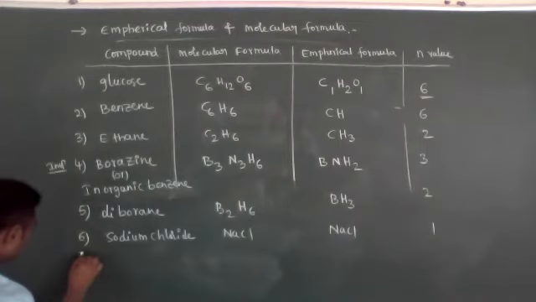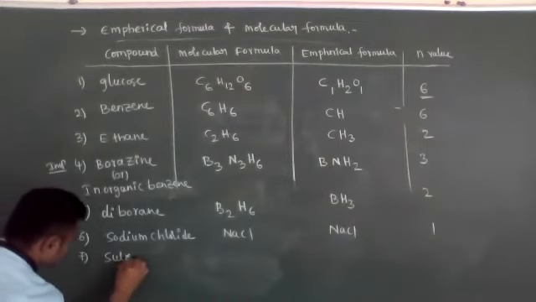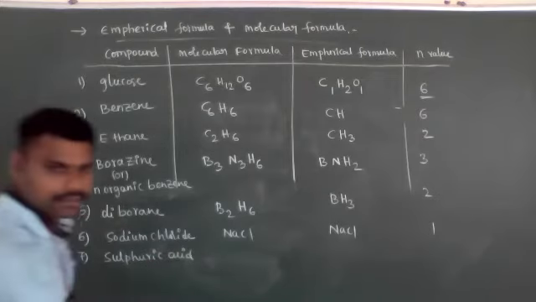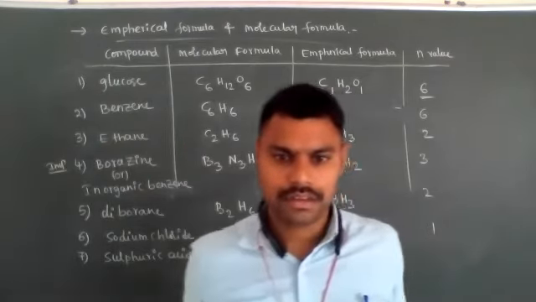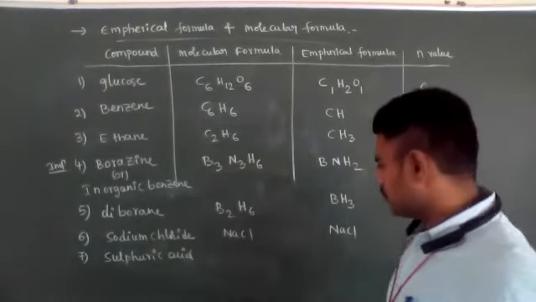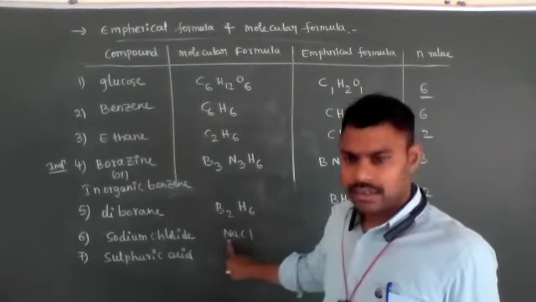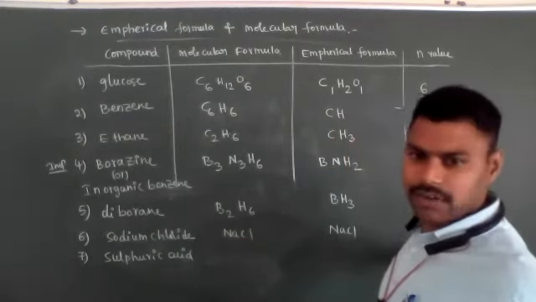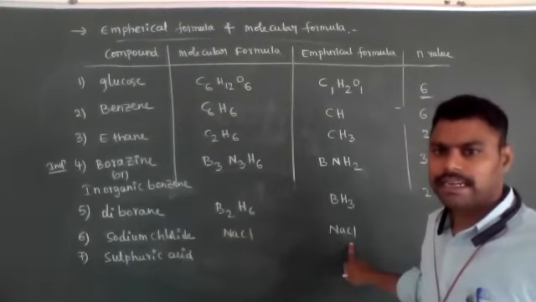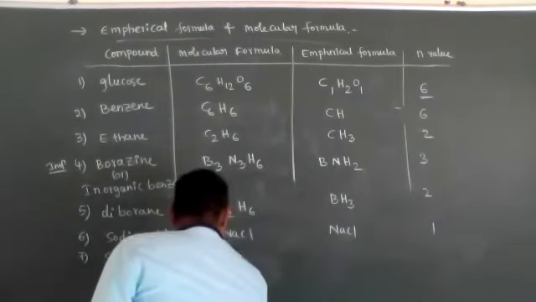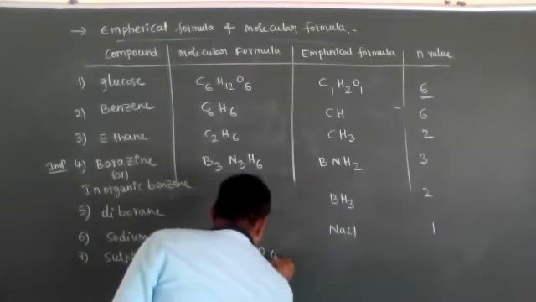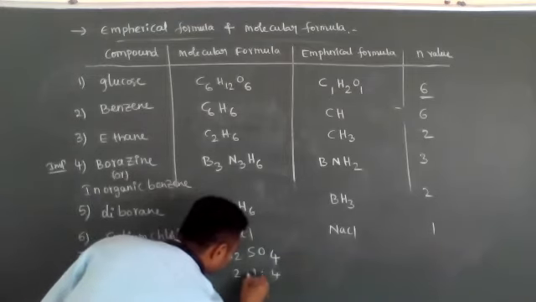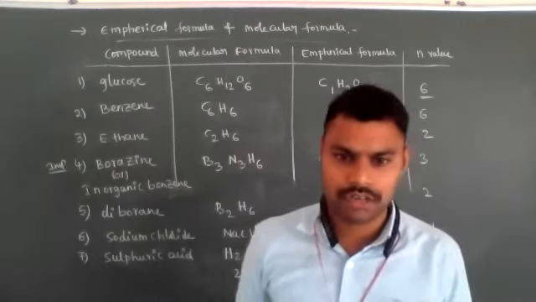Okay, one more example. Sulfuric acid. NaCl, sodium chloride: 1 sodium atom and 1 chlorine atom are present. Their ratio is 1:1 only. Then n is equal to 1. The empirical formula is also NaCl only. Sulfuric acid molecular formula is H2SO4. That is 2:1:4. What is the simplest ratio of 2:1:4?